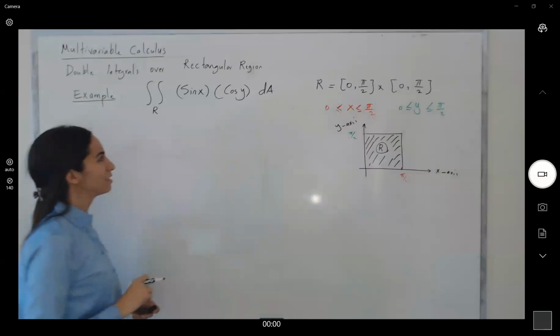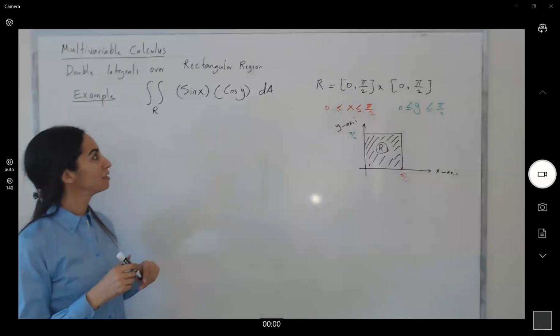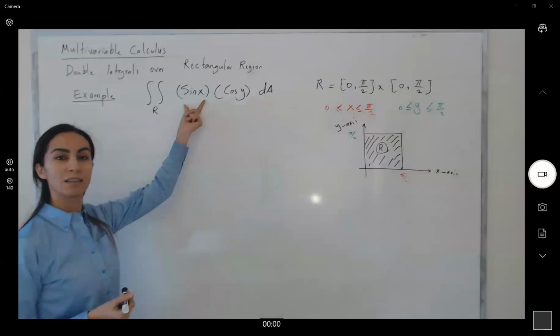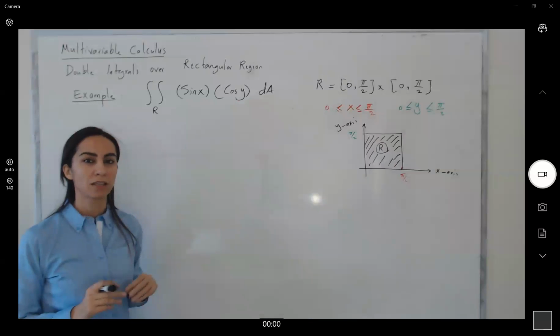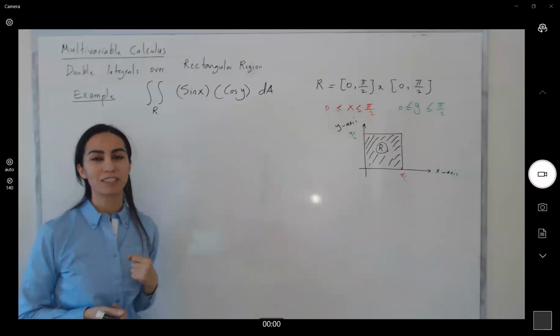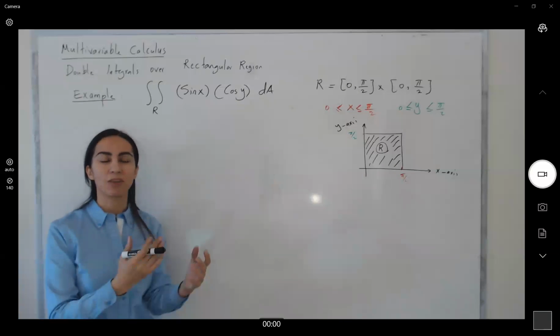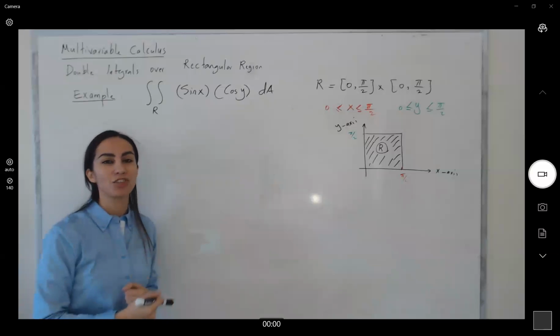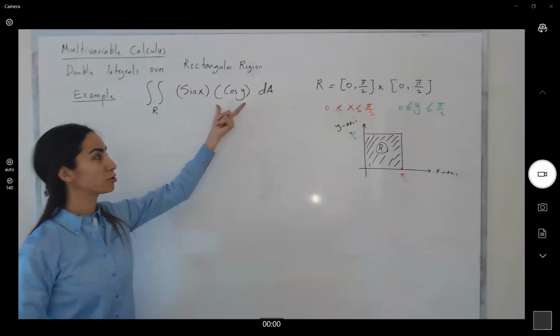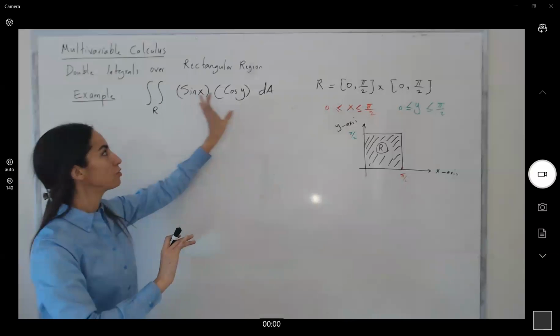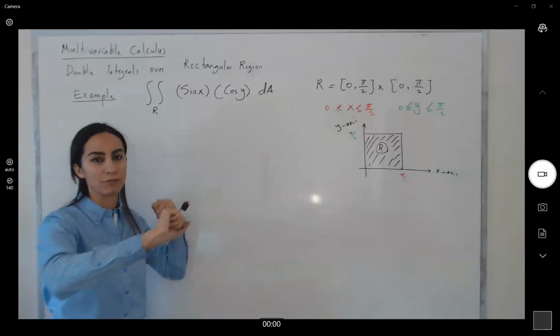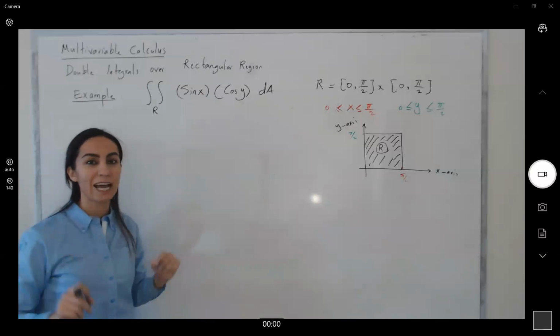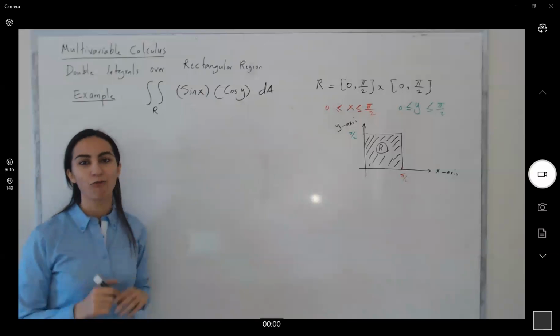Well, first of all, note that sine x is multiplied by cosine y. It's not like the previous example that we had addition, subtraction, connecting the terms together. Here you have multiplication and these two functions are separated from each other. There is no attachment between x and y.